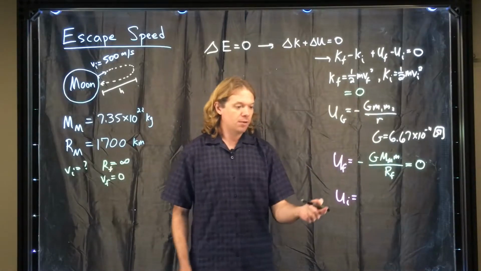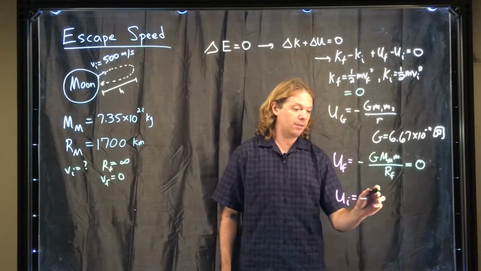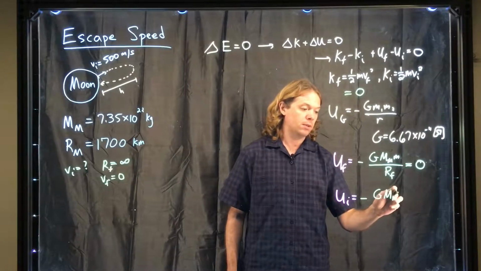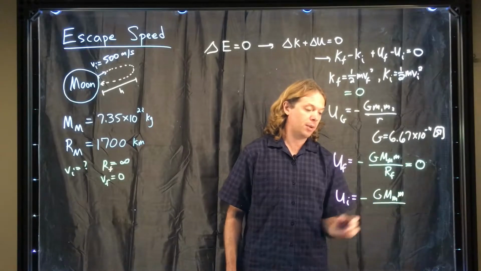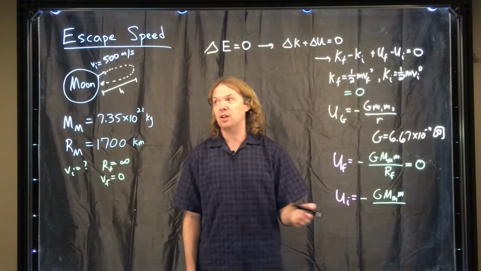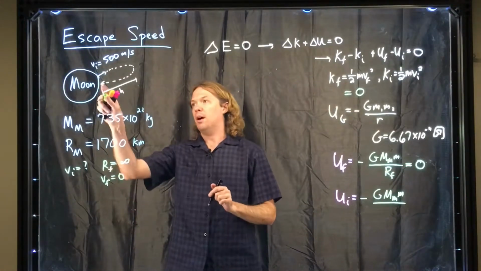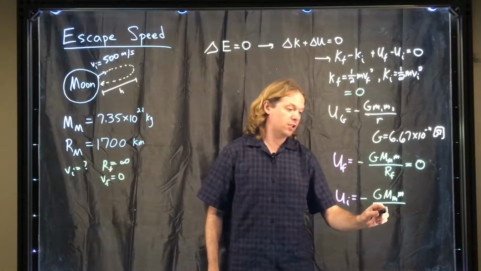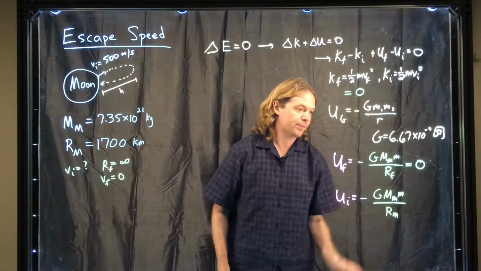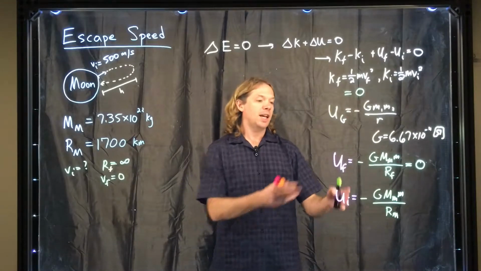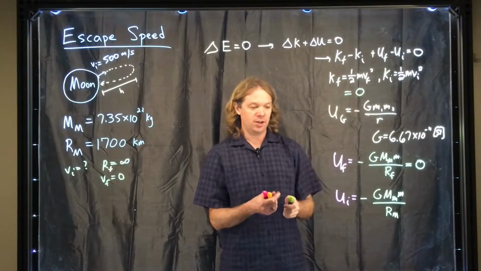For the initial potential energy, I'm going to have negative G times the mass of the moon times the mass of the object divided by the initial position. If we're starting at the surface of the moon, then our initial position is just the radius of the moon. So now we can start collecting these four terms into our conservation of energy equation.